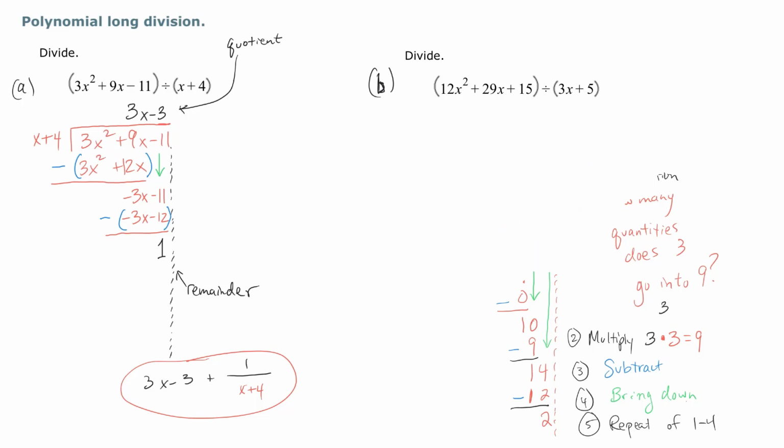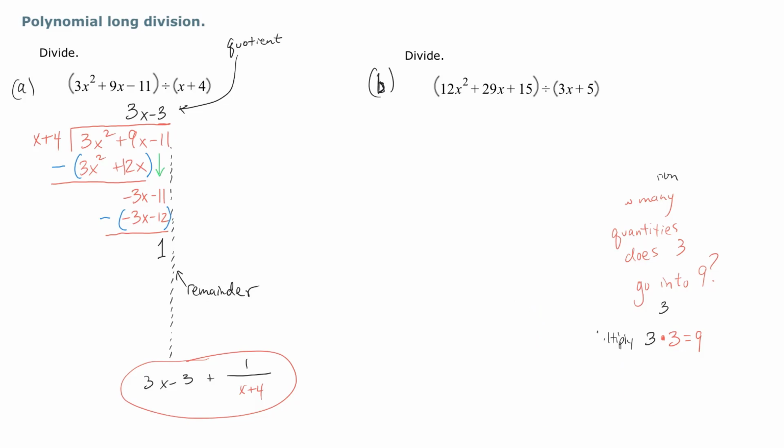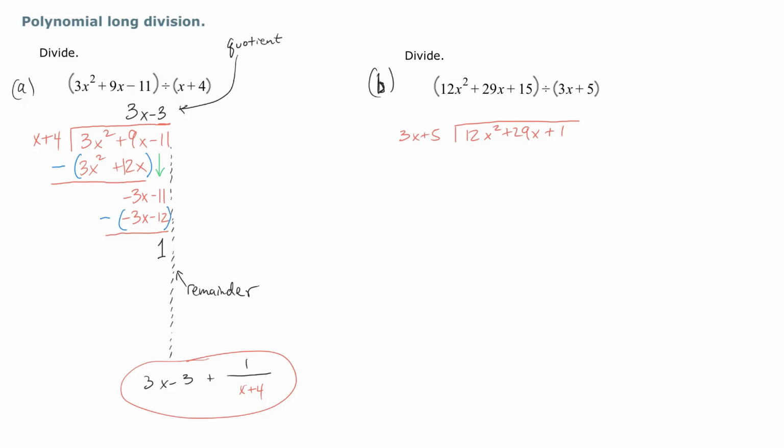Let's clear some space here. Remember to start off this long division problem, make sure you realize that 3x plus 5 is your divisor. And then we want to know about how many quantities of 3x plus 5 go into 12x squared plus 29x plus 15. And I'm going to start drawing the finish line here. Everything's going to be a nice straight column or columns.